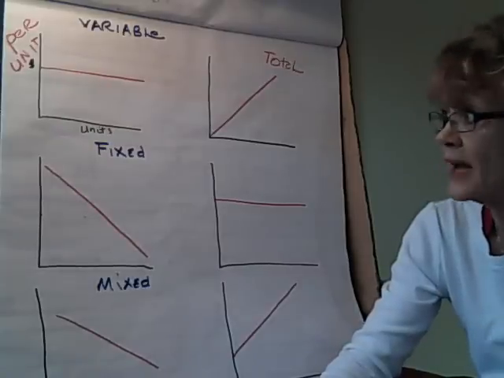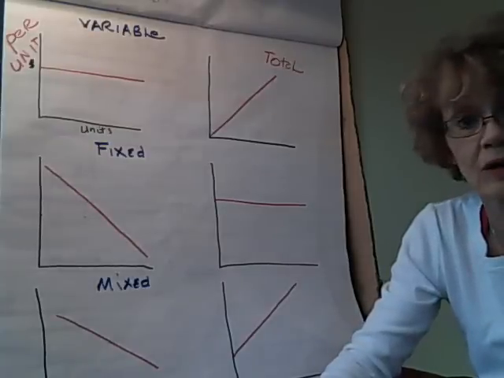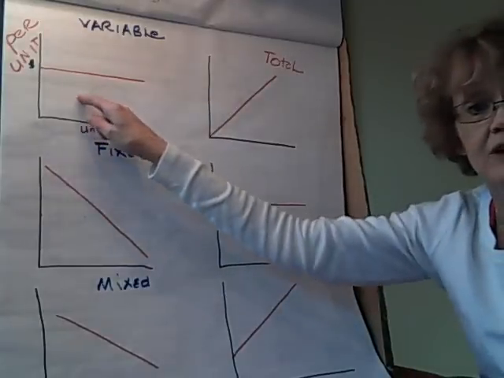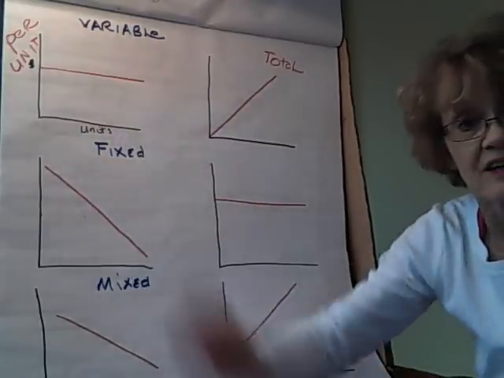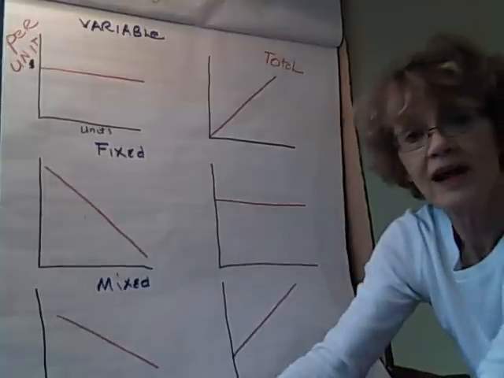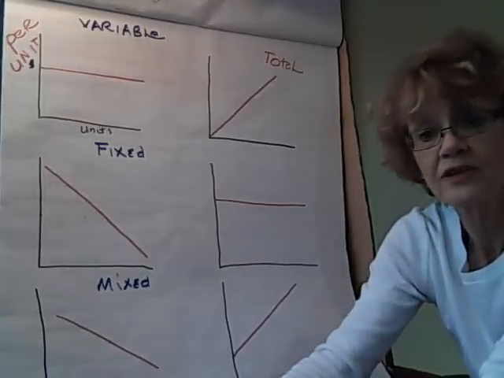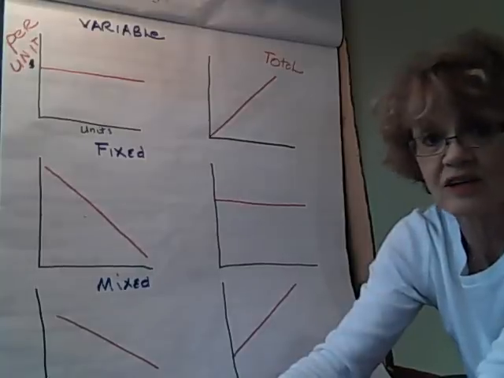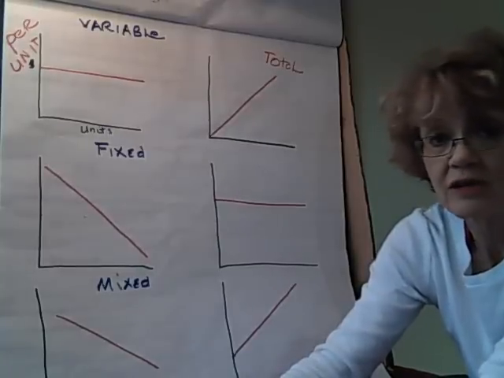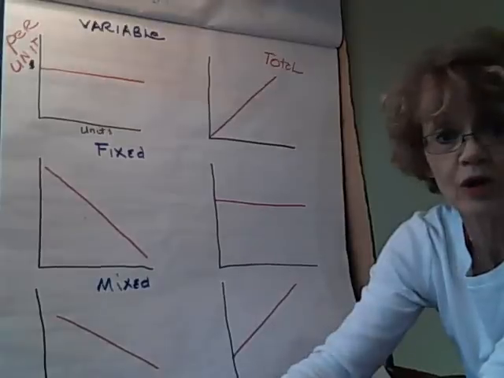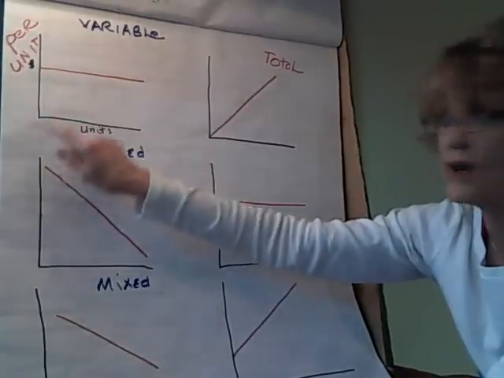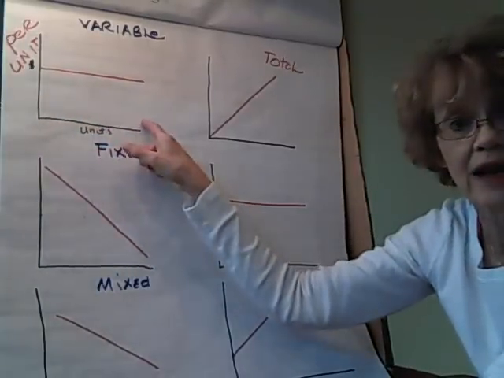So the first one we talk about is variable cost. On a per unit basis, the variable cost stays constant. So that means if we are making a chocolate chip cookie, the chocolate chips for one cookie cost 40 cents. That's a lot of chocolate chips. For two cookies, it would cost 80 cents. So the 40 cents is per cookie, and that would always stay the same, 40 cents, 40 cents, 40 cents, no matter how many units we make.